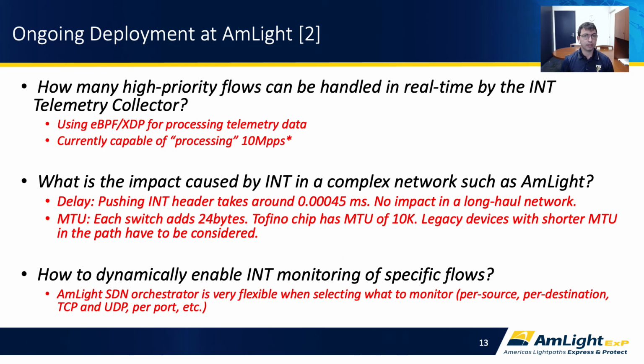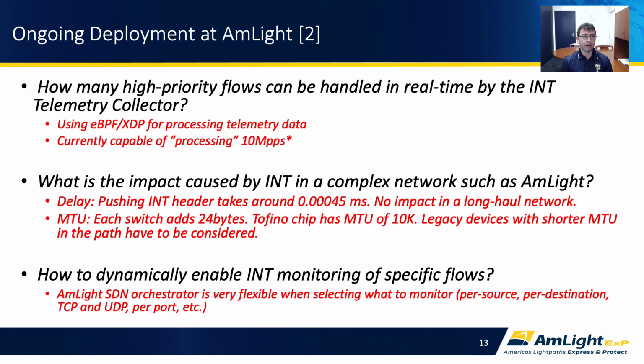Some of the questions that we get a lot: how many high priority flows can be handled in real time by the INT telemetry collector? The total amount of data that we can process in our network at any point in time is 10 million packets per second, using all those telemetry collectors.